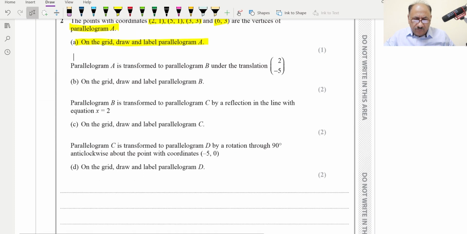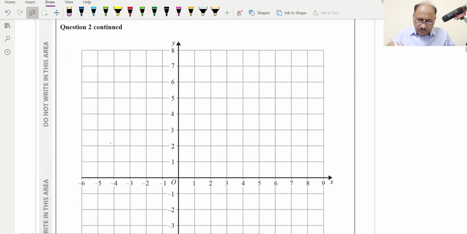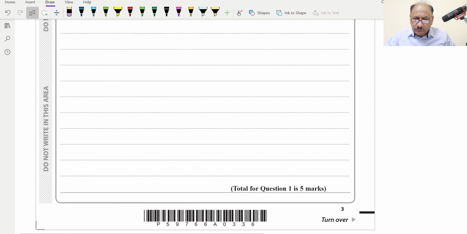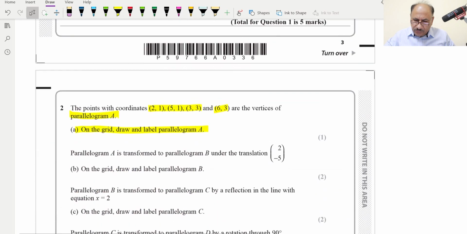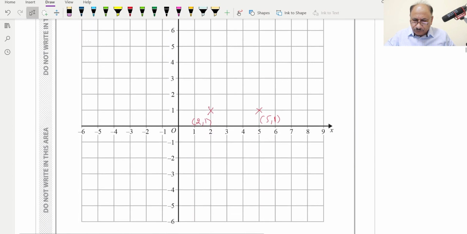indicate 2 and 1, 5 and 1. On this grid, 2 and 1, 5 and 1. 5 and 1 will be this one. So this will be 2 and 1, this will be 5 and 1. So next will be two more points, that will be 3, 3 and 6, 3. 3, 3 is this one and 6, 3 is this one. So this is the parallelogram which we can draw.